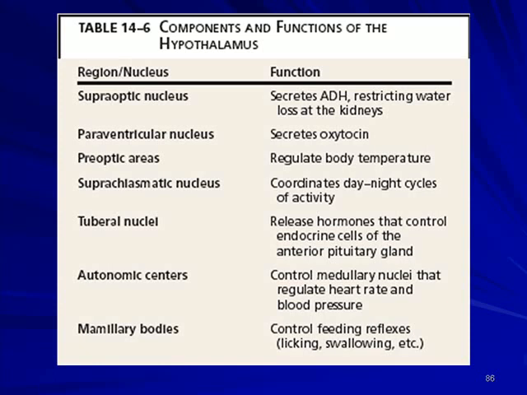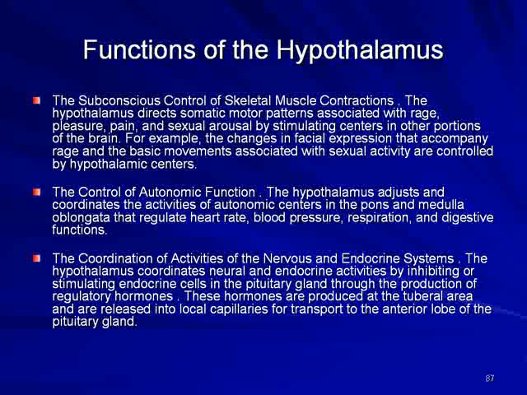Release of hormones that control endocrine cells, anterior pituitary gland, control of medullary tract that regulate heart rate and blood pressure through chemical control, and control certain feeding reflexes. So majority of the functions that you see from the hypothalamus are related to the secretion of chemical substances in the body, various hormones and or other chemical substances that regulate certain organ system activity.